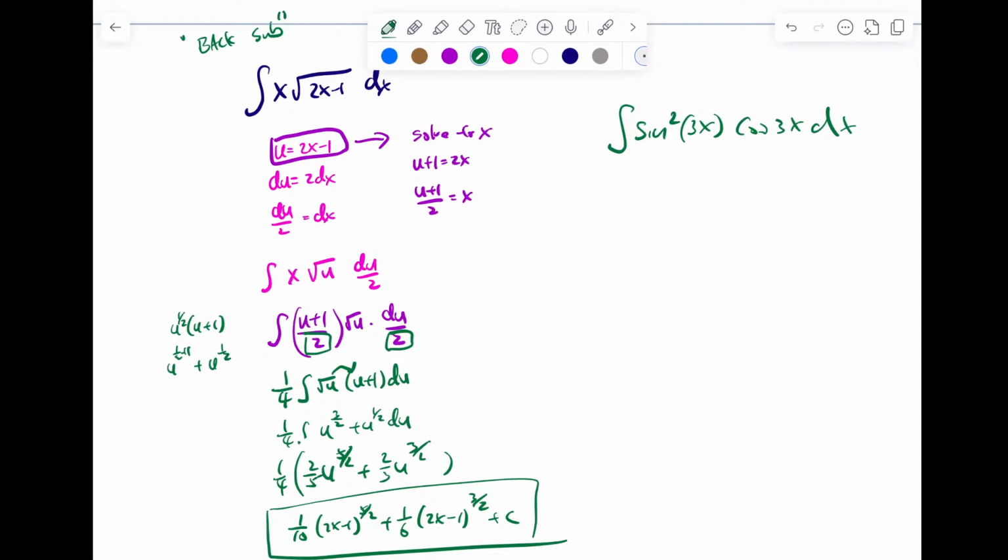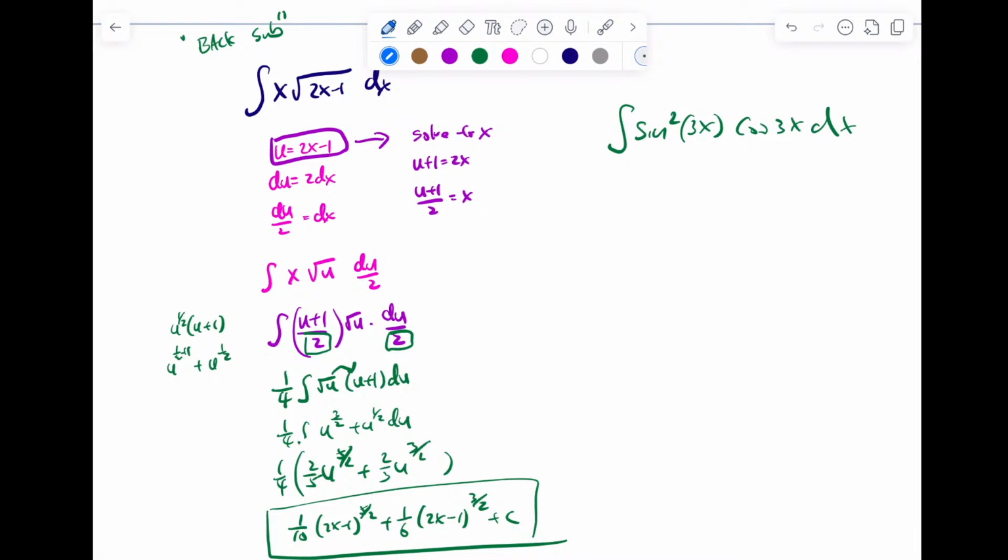Now we also have the situation here. Okay, I'm going to make a video on this one. I'm going to do it very quickly. You guys can go. I will have u equal to not 3x because du is going to be 3 dx.